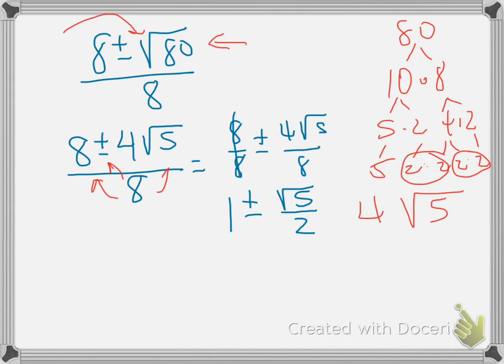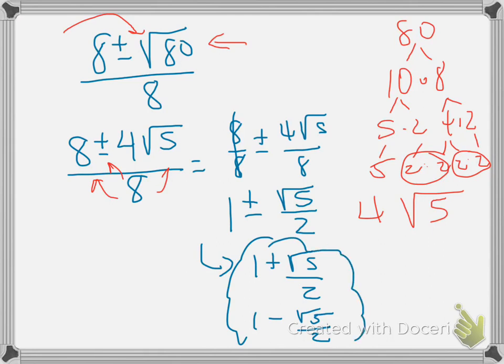All right, now I can put this in my graphing calculator and find out what the decimal is. So we have two answers here. One answer would be 1 plus the square root of 5 over 2, and the other one would be 1 minus the square root of 5 over 2. And these two are my exact answers. Now, if we want decimal form, we could put it in decimal form and get our answer that way as well.